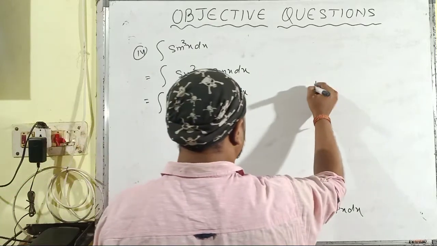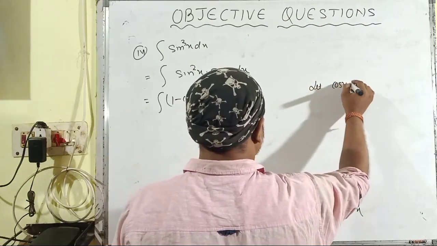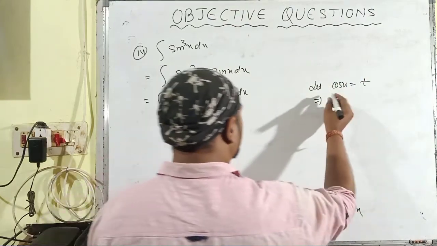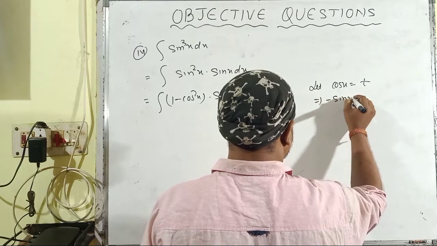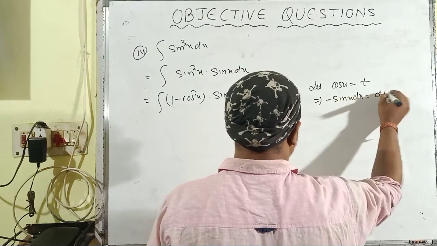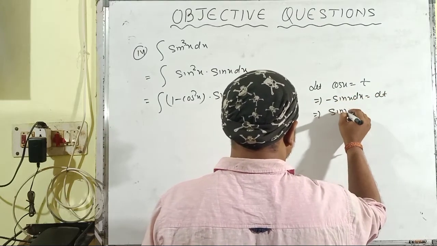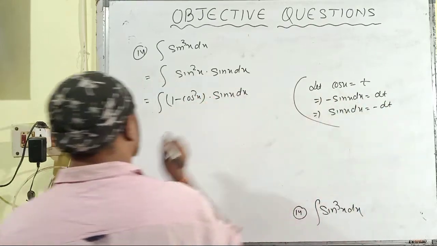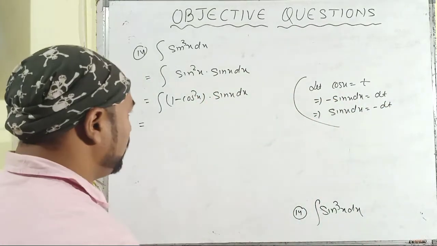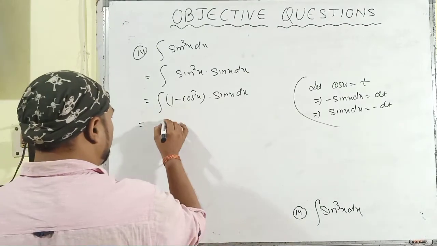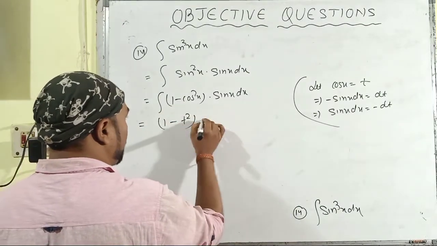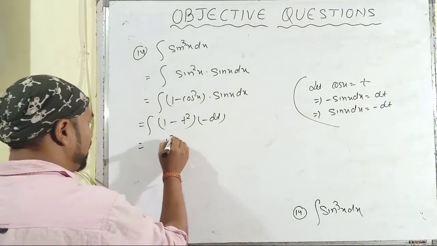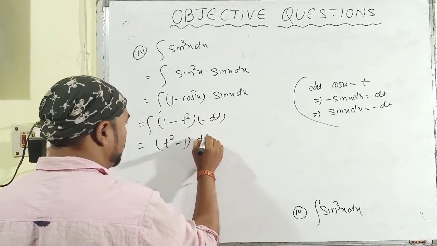Then we assume let cos x as t. Then minus sin x dx is dt, that implies sin x dx is equal to minus dt. So by using this substitution here, it is 1 minus t square times minus dt. Just multiplying this, we can have t square minus 1 dt.